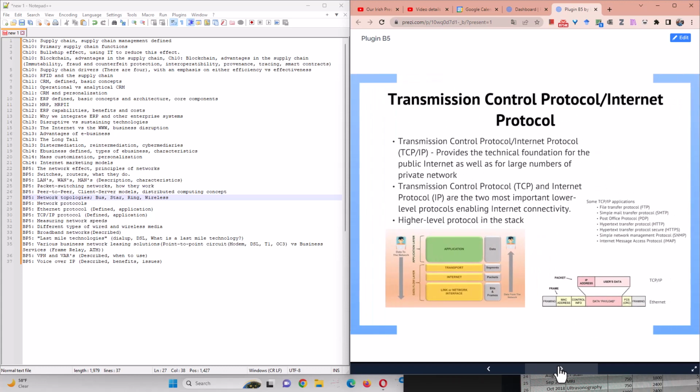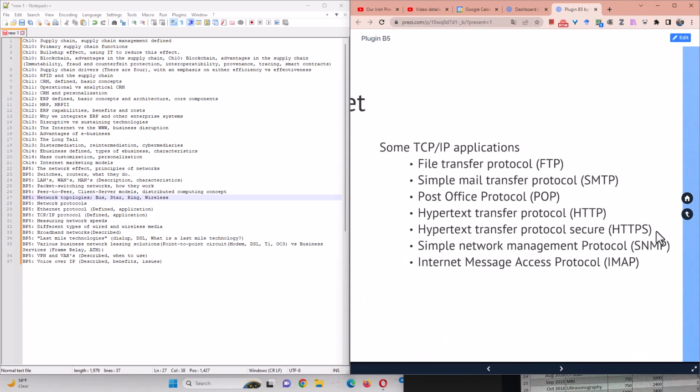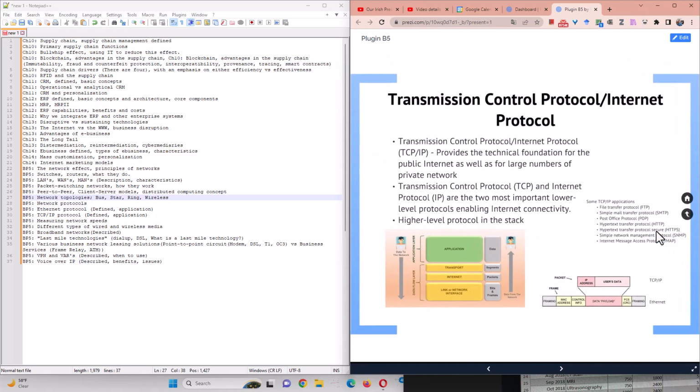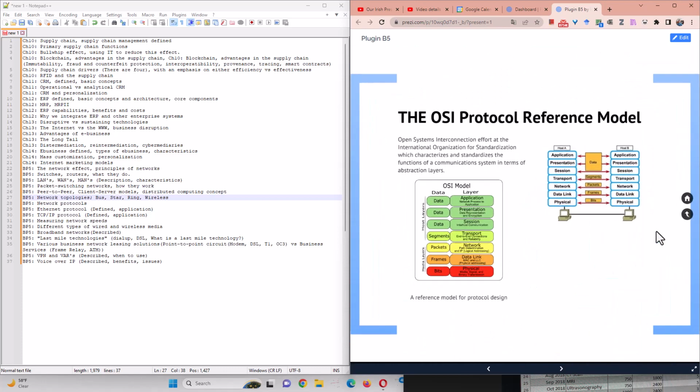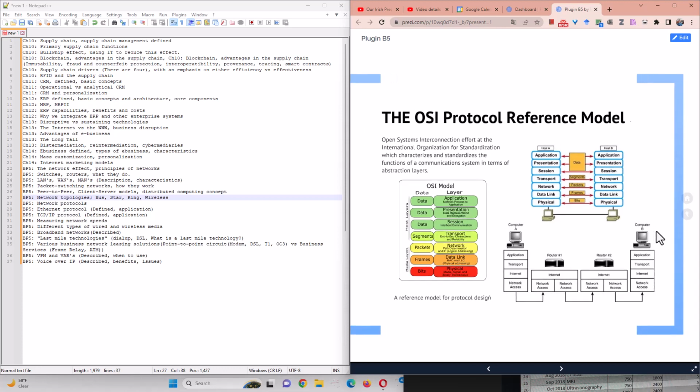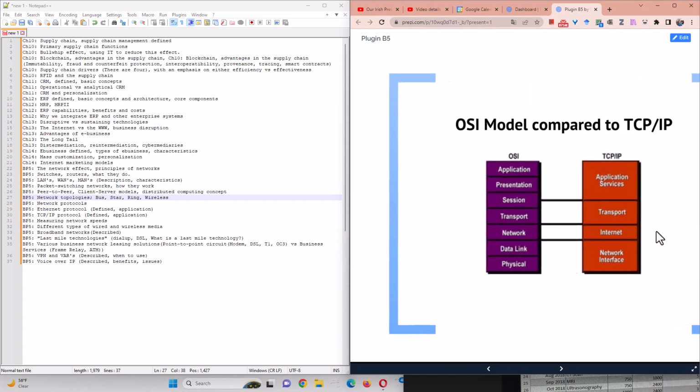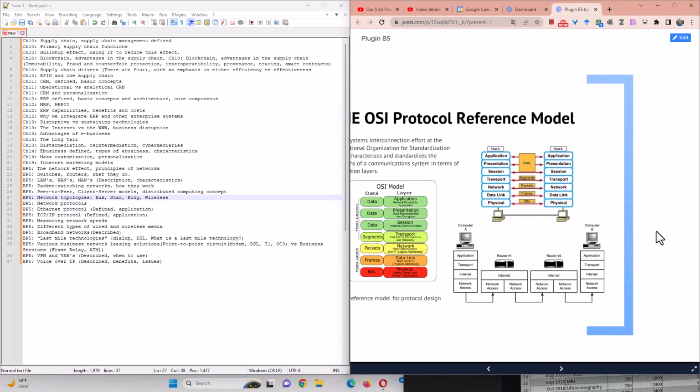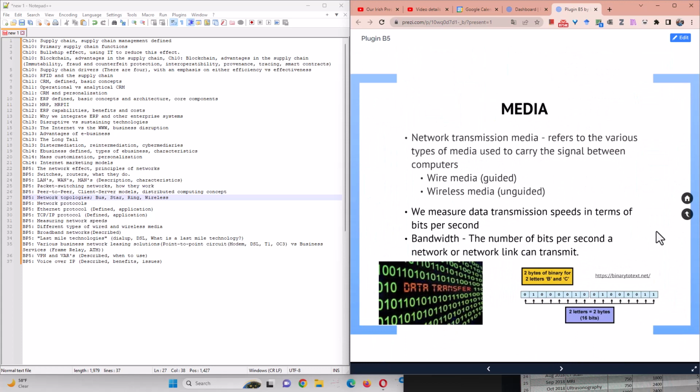You should know what TCP/IP is. TCP/IP, of course, is the technical foundation of the public internet, but also most private networks today. And there are a number of probably recognizable protocols that operate over TCP/IP. The OSI is simply a reference model for protocol design developed by the International Standards Organization. Know that we measure transmission speed on networks in terms of bits per second.